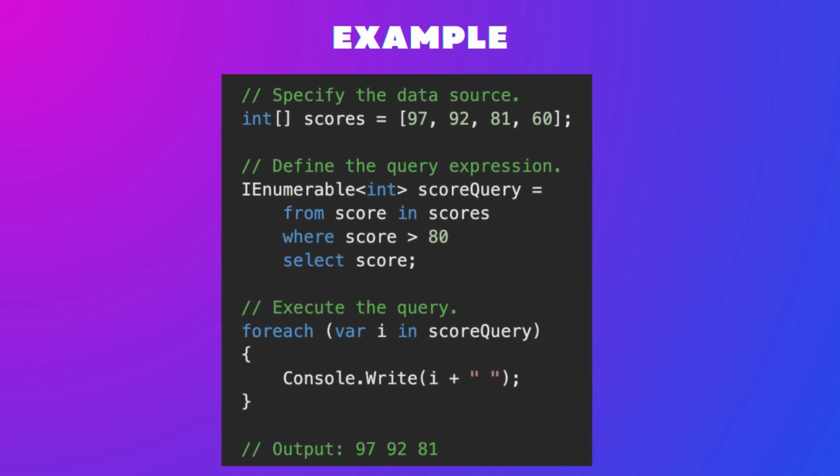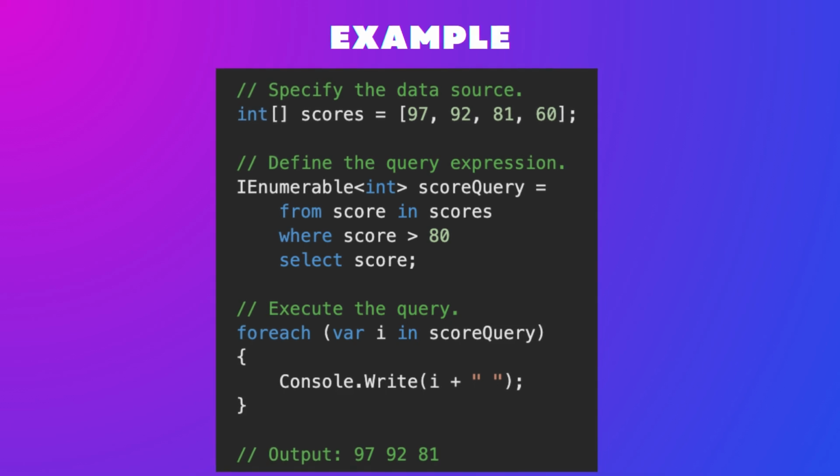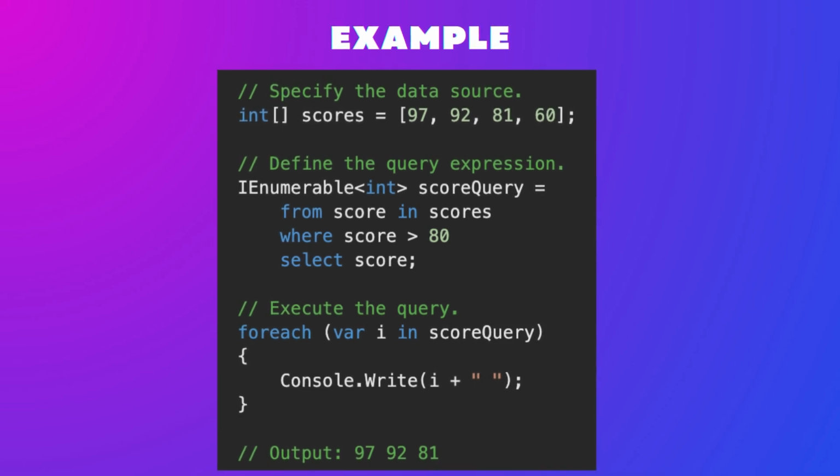Let's look at a quick example to hopefully bring the concepts home. The first line is our data source, which looks like it could be a collection of test scores. The LINQ query happens in this second section. You can see the IEnumerable type we mentioned previously. In this case, it contains values of type integer. You can then see that we're iterating over each of these scores in the scores array. The where score is greater than 80 part is one of those filtering conditions that we talked about before. It will prevent any scores that are 80 or less from appearing in the output.